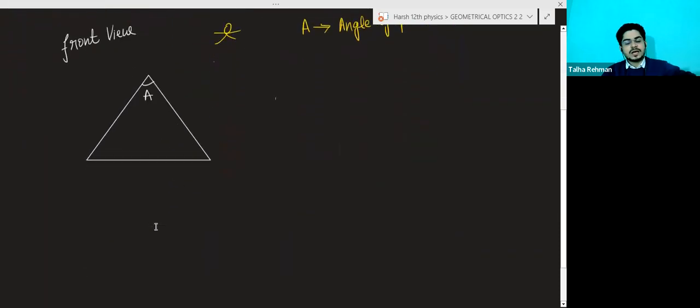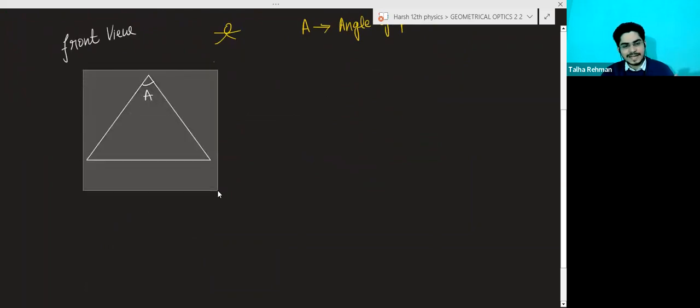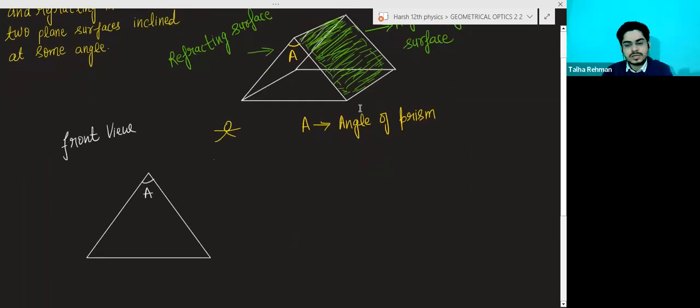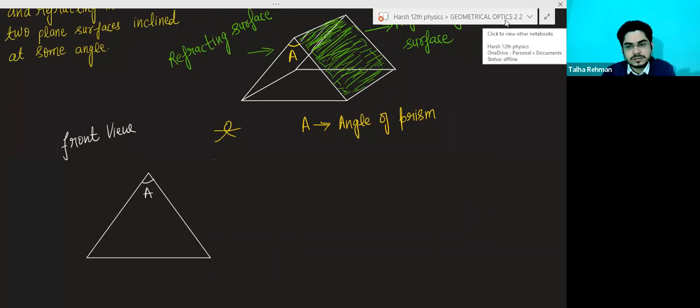For the derivations that will come in the topic of prism, we will draw the prism like this, but in actual, the prism is this. Because you have already seen the prism in your school lab, there is no problem. You can understand that.